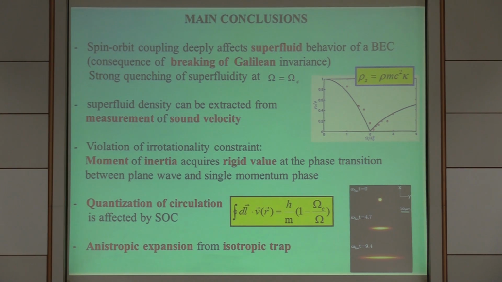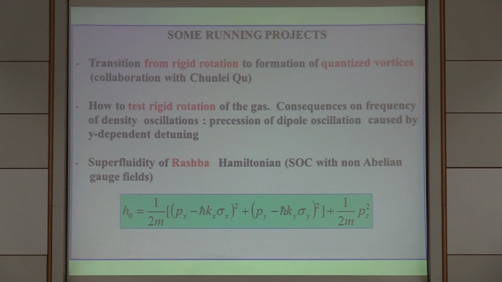And what I emphasize is that the quenching of the superfluid density can be extracted from the measurements on the velocity, that the moment of inertia is strongly affected by spin-orbit coupling, and also the quantization of circulation. Concerning the future projects, I anticipated already some results about what happens when we go from the rigid rotation to the formation of quantized vortices.